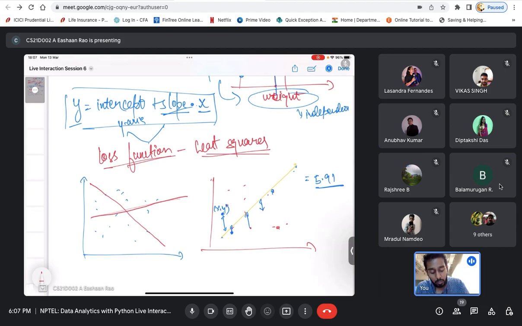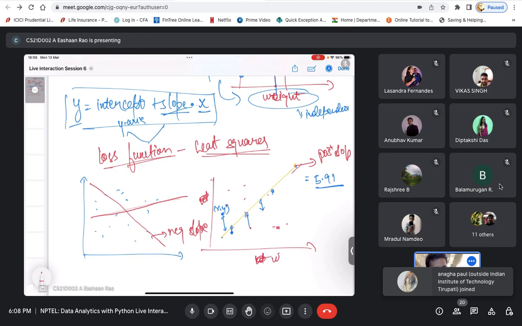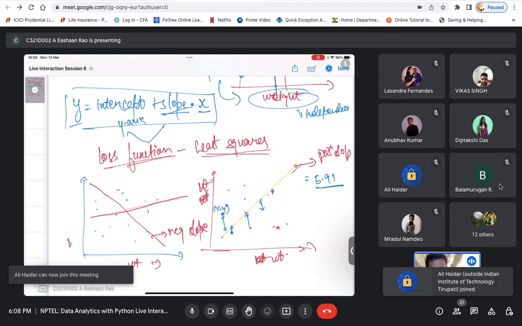Now another important point here is, if a slope is going upward, this is called a positive slope, and this is called a negative slope. So in terms of weight and height, if I have a positive slope, I'm assuming that if my weight is increasing, my height is also increasing. In a negative slope, I'm assuming that if my weight is increasing, then my height is decreasing. So that's why it's called a negative slope.